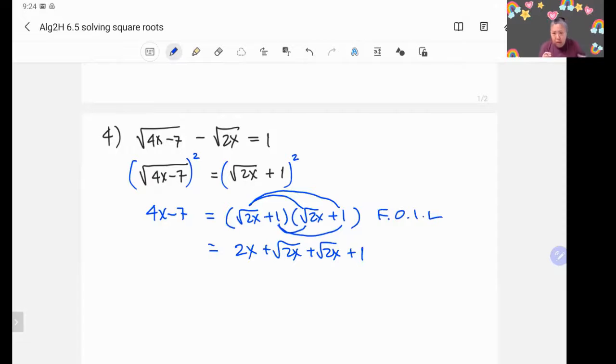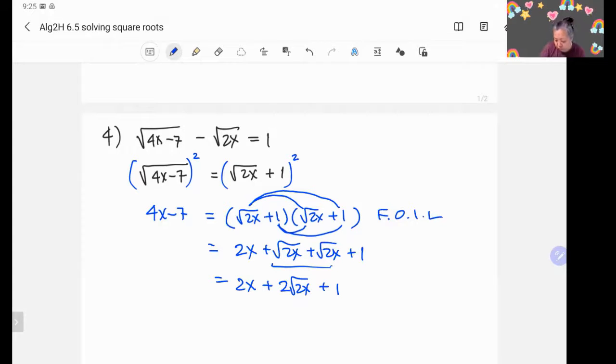Since we are multiplying identical terms twice, this makes a pattern and a rule that happens all the time. You will always have this identical middle term, and once you are done combining like terms, it's always the term twice. So this is 2x plus twice radical 2x plus 1. If you notice this pattern, it happens all the time.